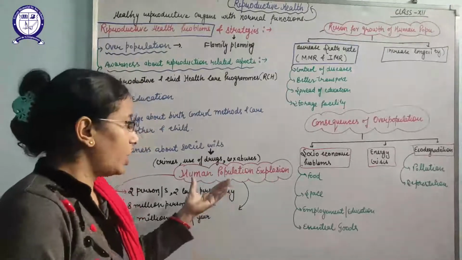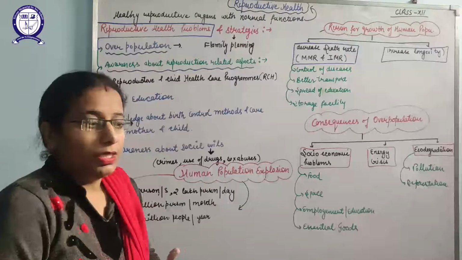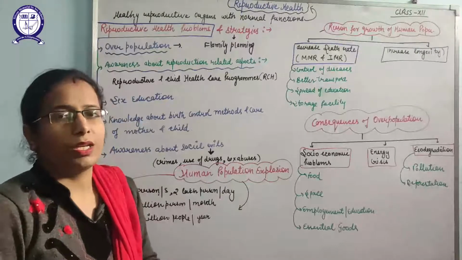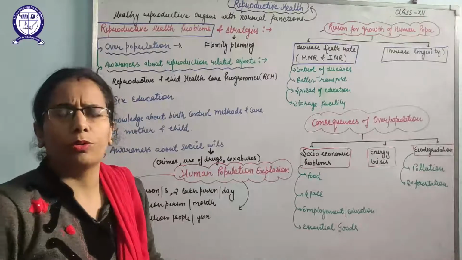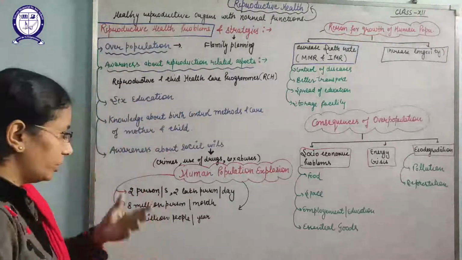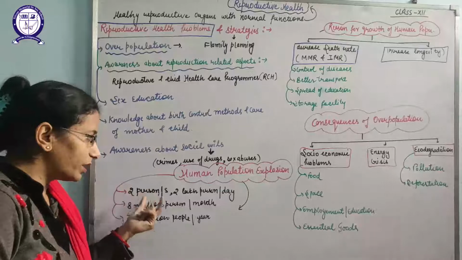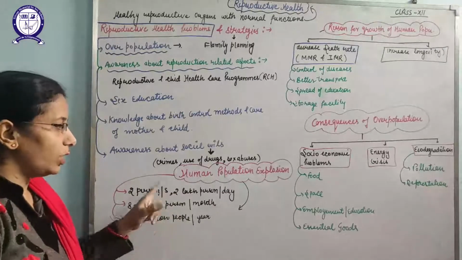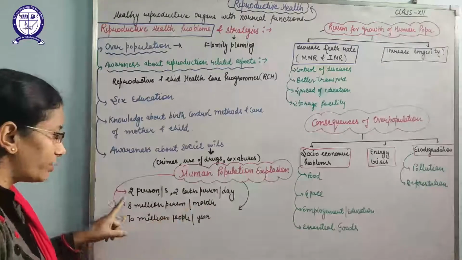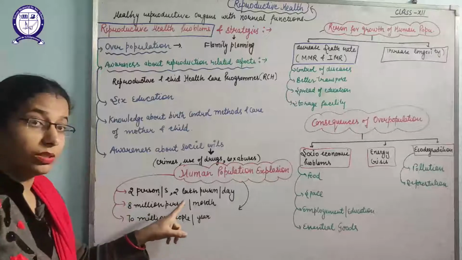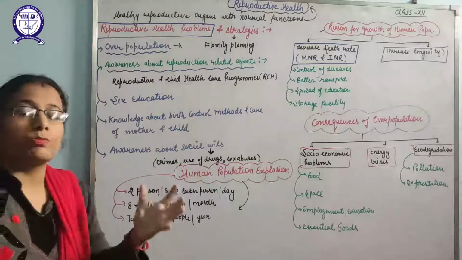Now the next topic is the human population explosion. As you know, we can discuss India, because the population is going to increase day by day, and that leads to a number of problems in today's world. As you know, 2 persons take birth per second, and that leads to 2 lakh persons being added each day, which increases the population by 8 million persons per month. Yes, and as a record, 70 million people are added per year.